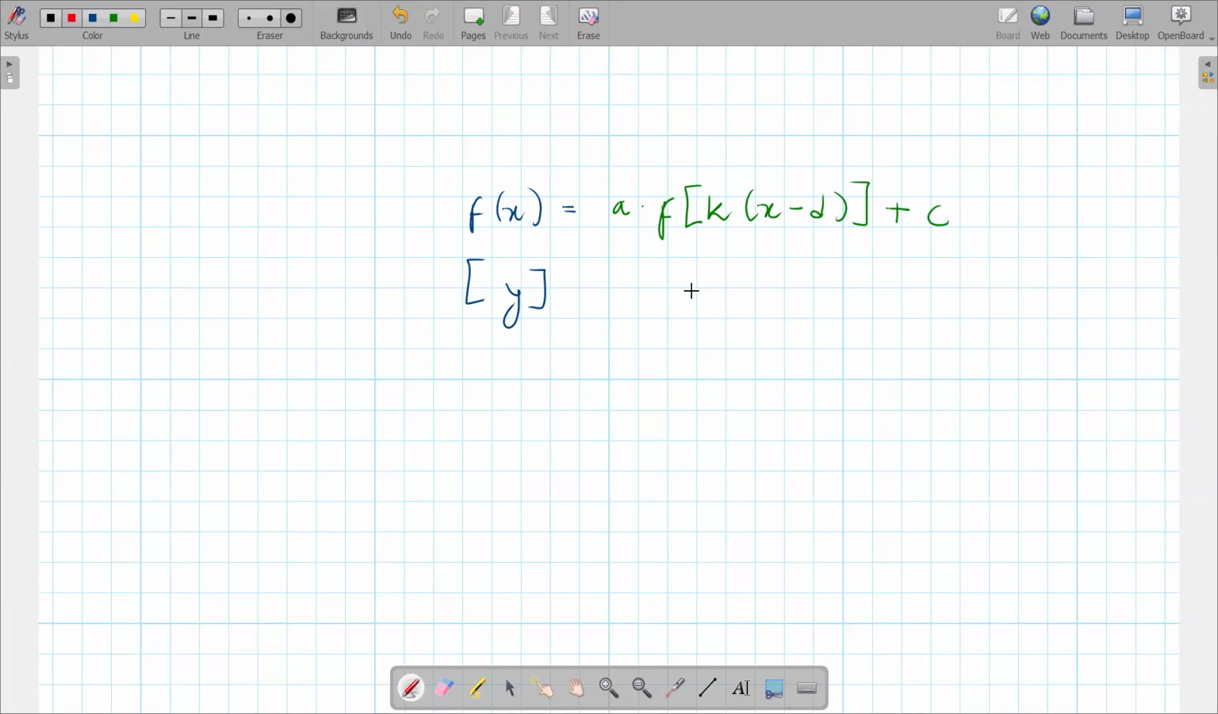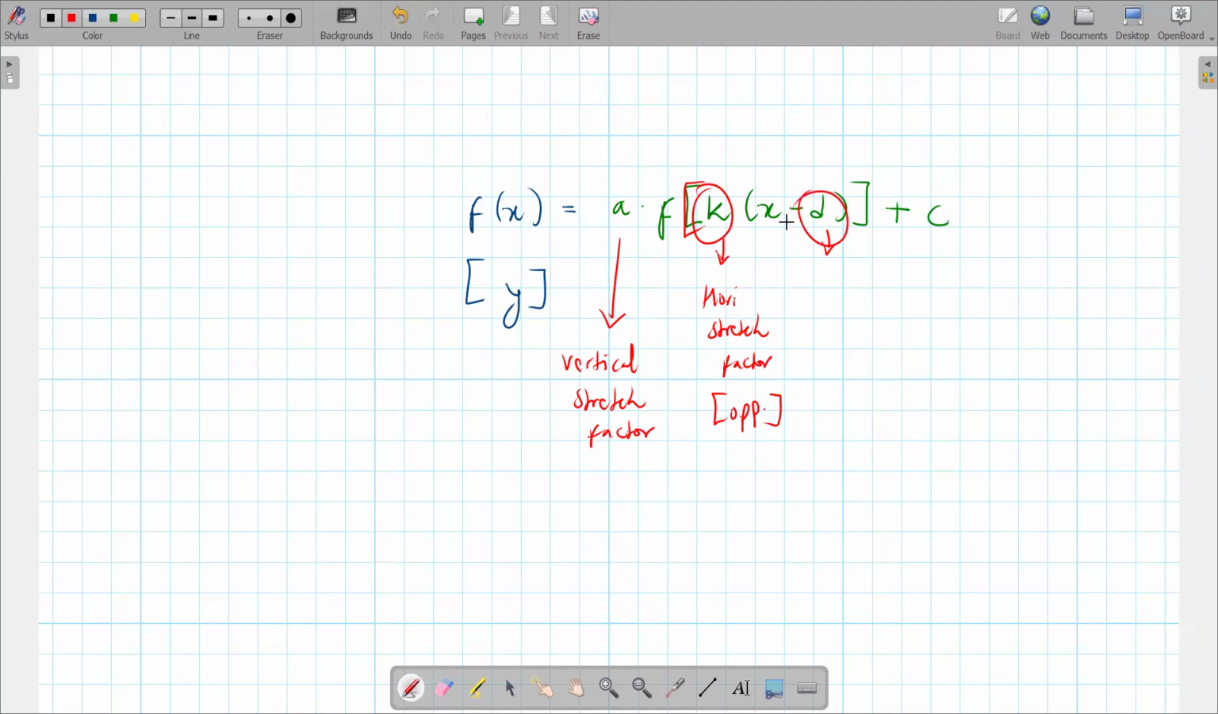So in here you have a, which is the vertical stretch factor, right? What's k? K is the horizontal stretch factor. But k is the opposite. We're going to talk a bit more about that in a bit. Anything inside the function is opposite. d is also inside the function. Notice how inside of f you have k and d. Anything inside of the function affects it horizontally. It affects it in the x direction.